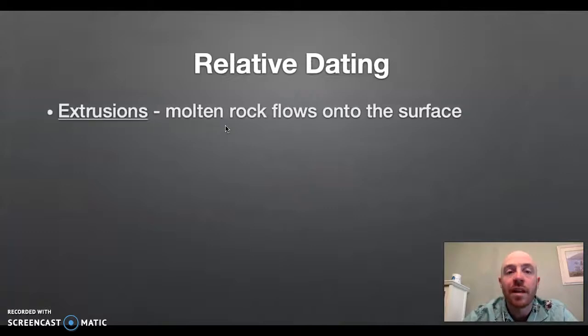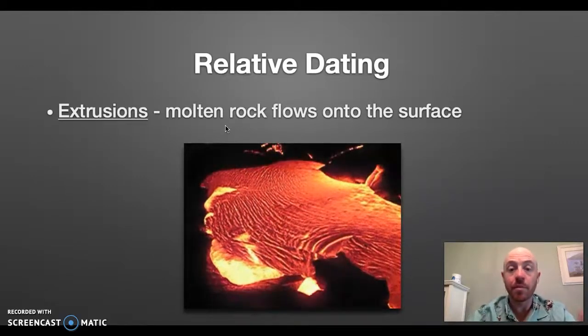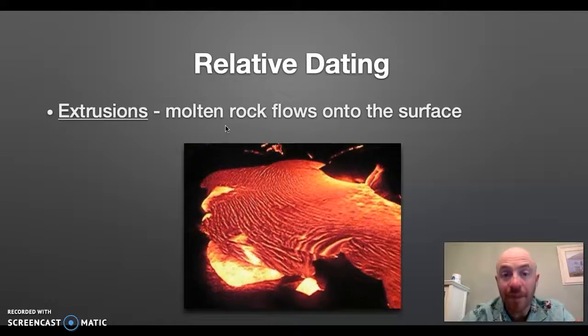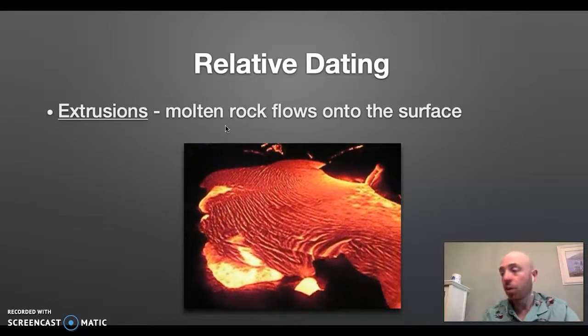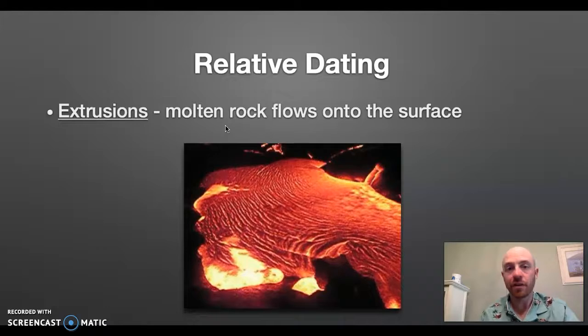All right, so relative dating. Let's talk a little bit about something called an extrusion. An extrusion is when molten rock flows onto the surface. So this is when magma erupts from beneath the Earth's surface and comes up. That's called an extrusion. This is older rock that's underneath the ground coming up to the surface.